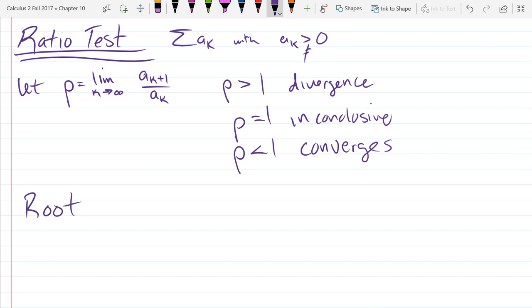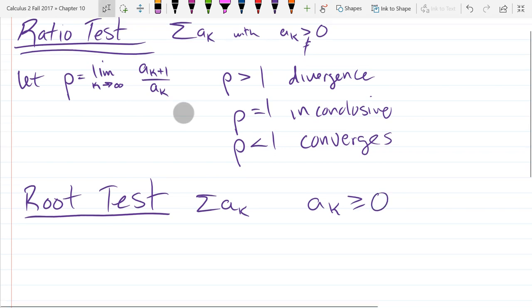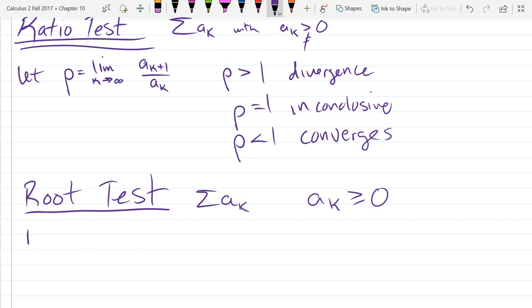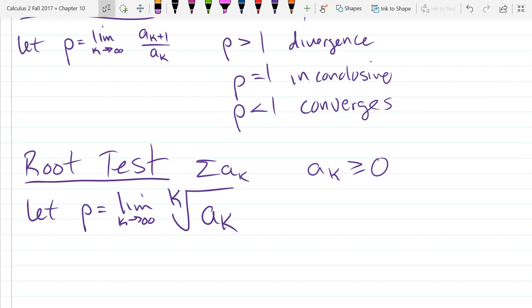I'll stay with the cool indigo marker. I'm just going to underline it once. It's a good test, but not nearly as good as ratio. So we again have a series. And this time, a_k can be 0, but not negative. So it's OK for some terms to be 0. This time, we're going to let rho equal the limit as k approaches infinity of the kth root of a_k, which of course you could write as a_k to the 1 over k power.